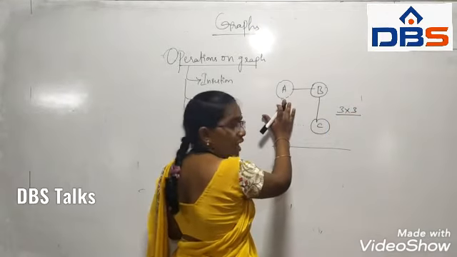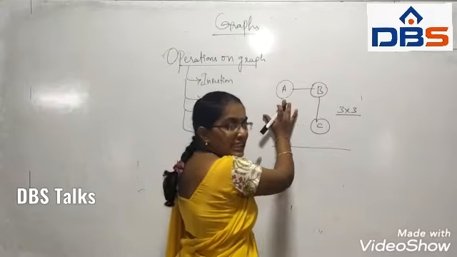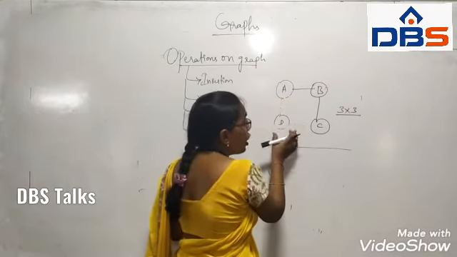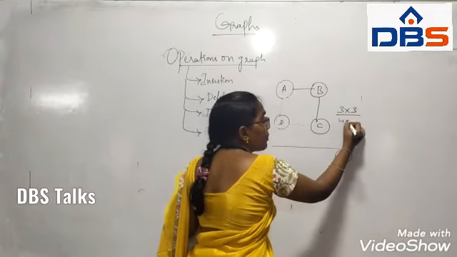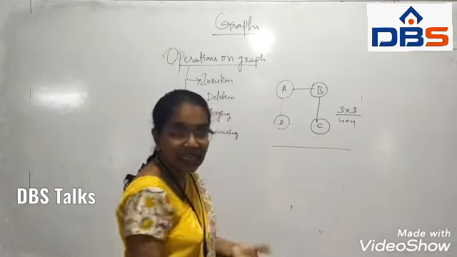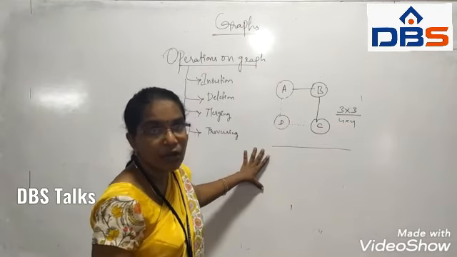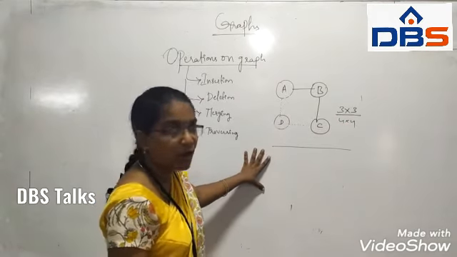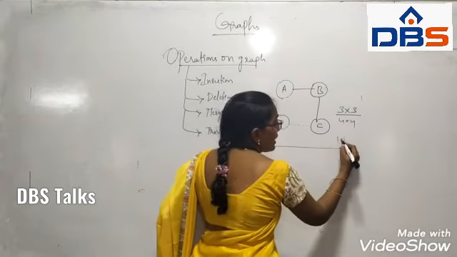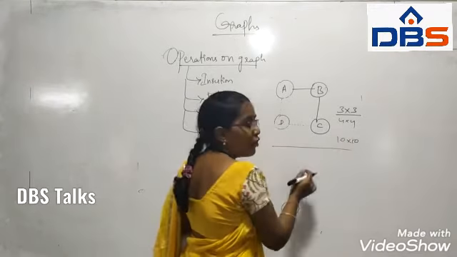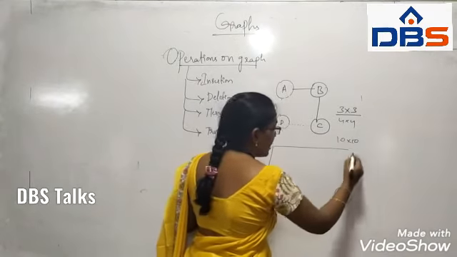Actually, in the beginning we have this graph, so we take a 3 by 3 matrix. If we want to insert another vertex, we need a 4 by 4 matrix. For that reason, from the beginning itself, we have to take more rows and more columns. Okay? I am taking a matrix of order 10 by 10 to insert the data.